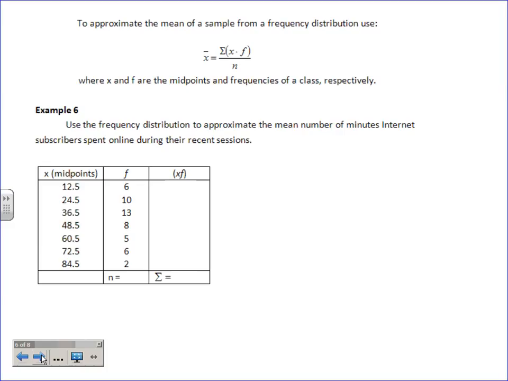So all you have to do here is basically take x times f. That's why I made a nice column for that, and then we're going to add it up in the end, right? And so that's all you got to do, and we're going to divide by whatever n is. Do you remember this problem from before? This is the internet usage. Do you know what n was? Yeah, it was 50. It was from an example. This might have even been from chapter 1. I'm not even sure.